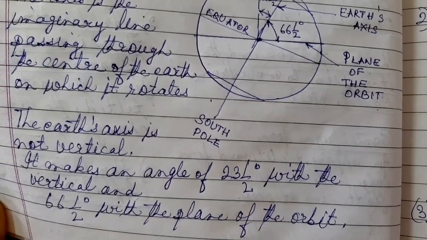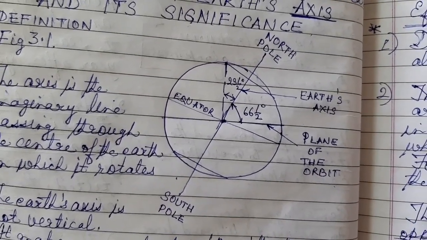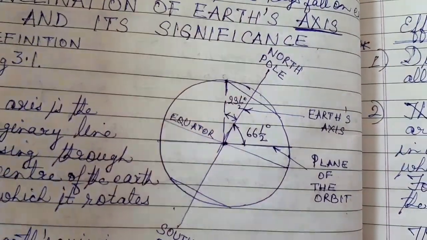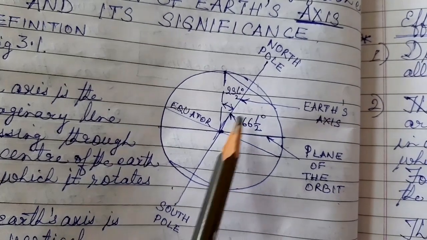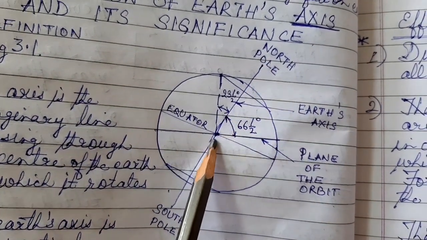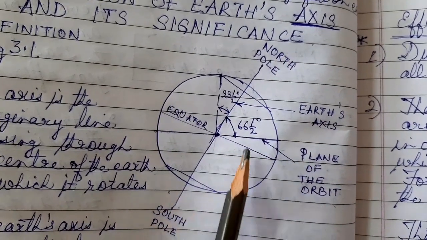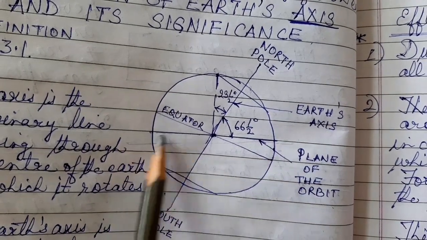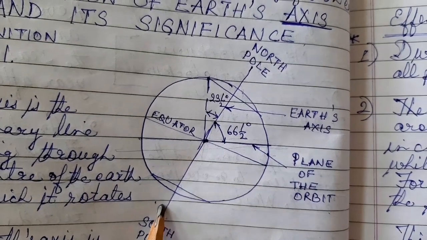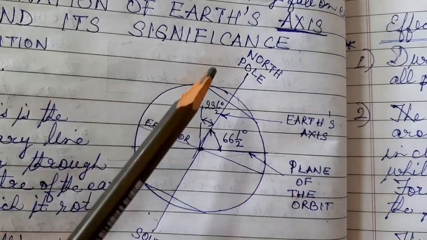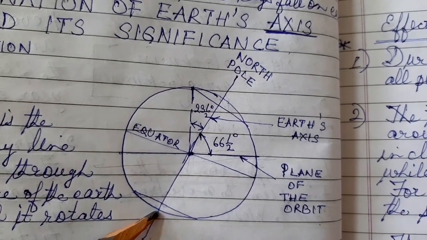Now for this we need to refer to the diagram which is given in your book. It's figure 3.1. Now if you just look at the diagram here, this is the earth and there is this imaginary line which is passing through the center and it is inclined to the plane of the orbit. This line here is the inclined axis, and on the opposite side of the axis here lies the North Pole and here lies the South Pole.